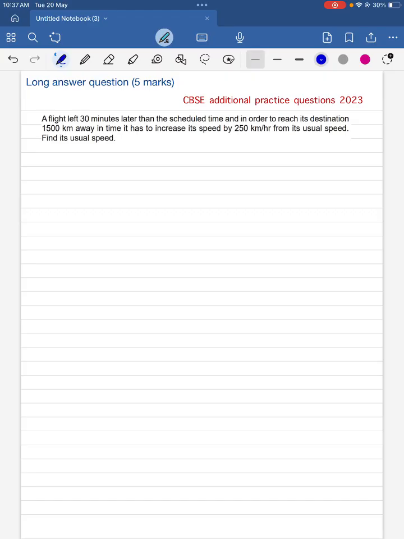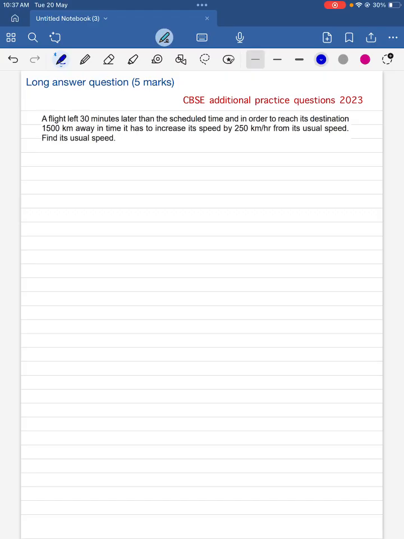Now the question is, a flight left 30 minutes later than the usual time, and in order to reach its destination 1500 kilometers away in time, it has to increase its speed by 250 kilometer per hour from its usual speed. Find its usual speed.